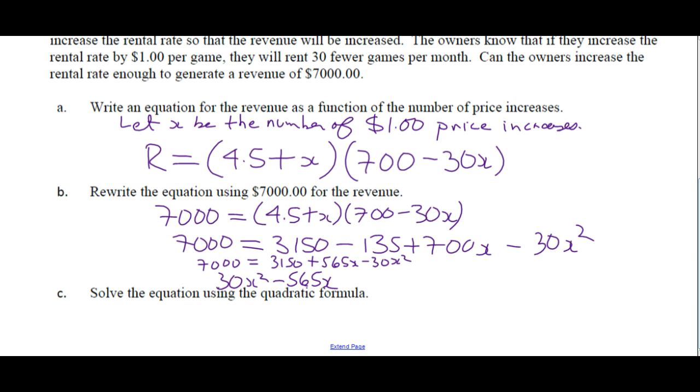I didn't want to do that in my head. Was it like 3,850? 7,000 minus 3,150. Yes, it was 3,850. Actually, it wasn't as hard as I thought it was. So that's plus 3,850 equals 0.